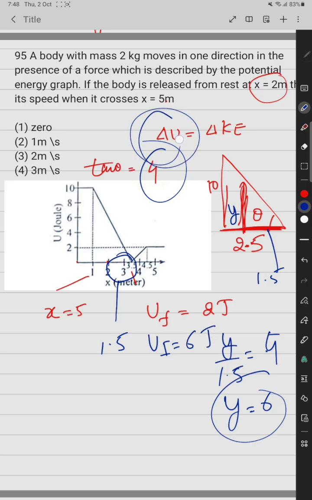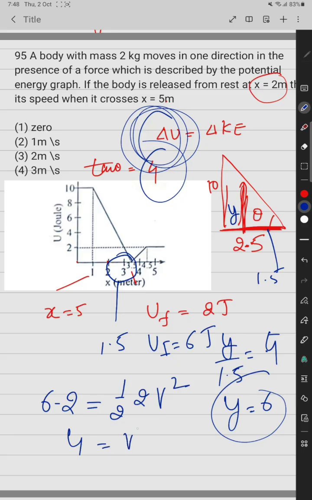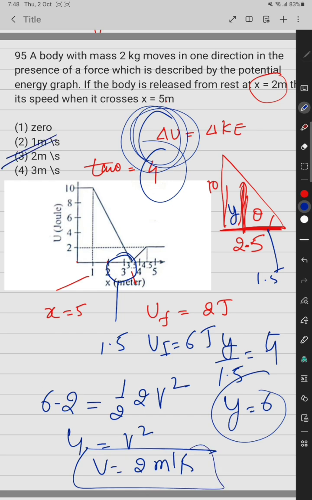Then the change in potential energy, 6 minus 2, is equal to the change in kinetic energy, and the change in kinetic energy is half into 2 into velocity square. Therefore 4 equals v square, therefore v equals 2 meter per second. Therefore the correct option is the third one.